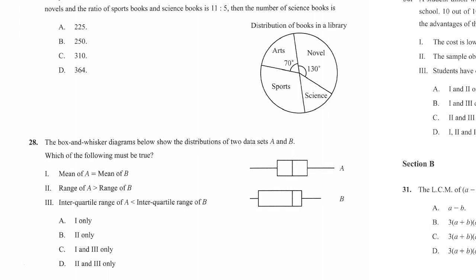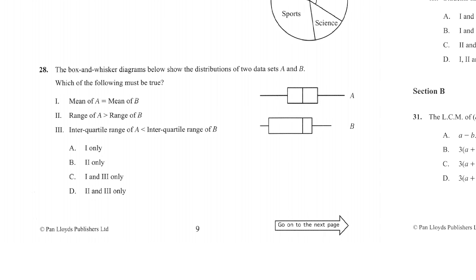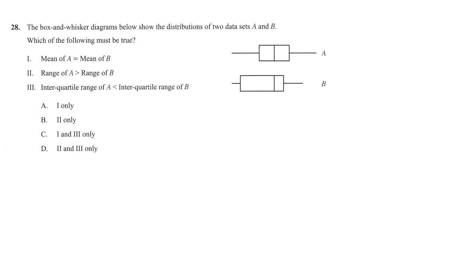So, 28. Is 28 very difficult? Can you get the mean from the distribution here? We can't get the mean from it. The box and whisker diagram can't give us the mean. So this is wrong. The range of A is this distance, and the range of B is this distance only. So it's obvious that the range of A is larger. This is correct.